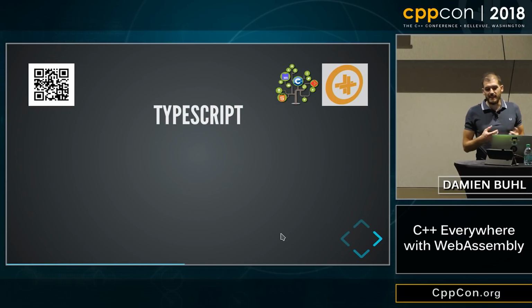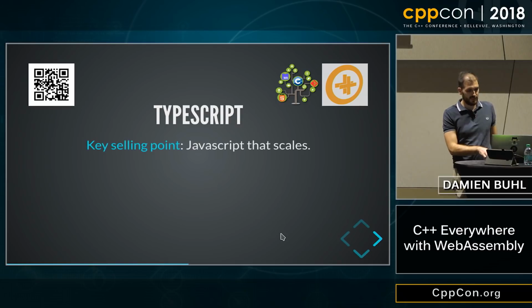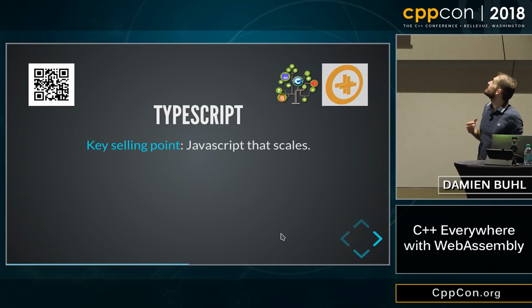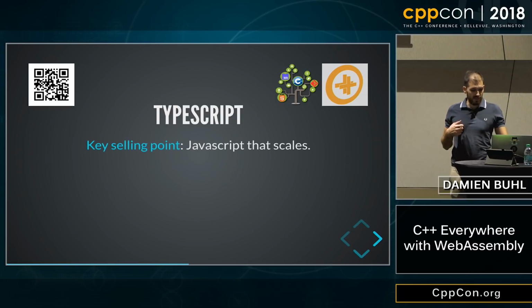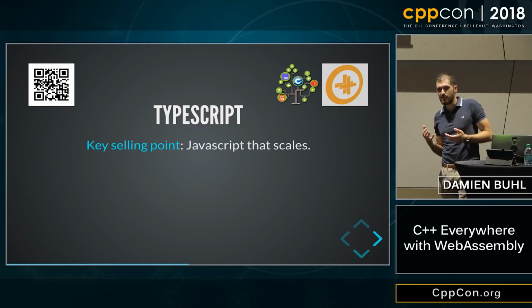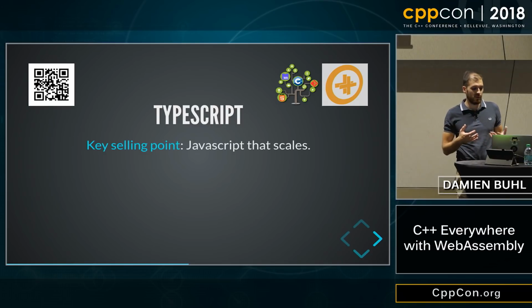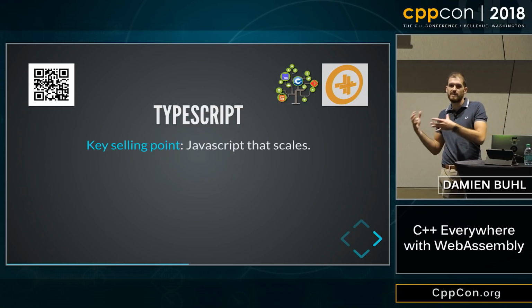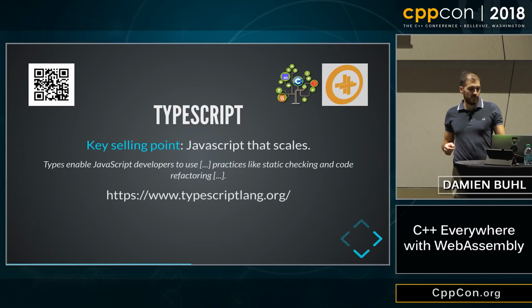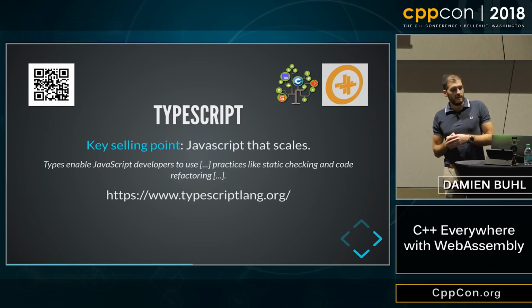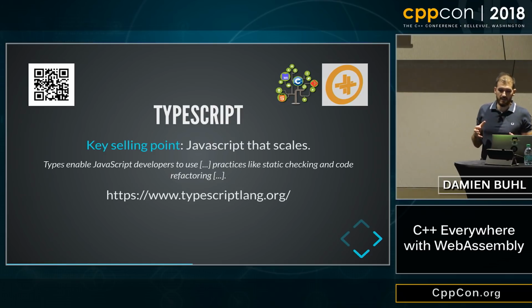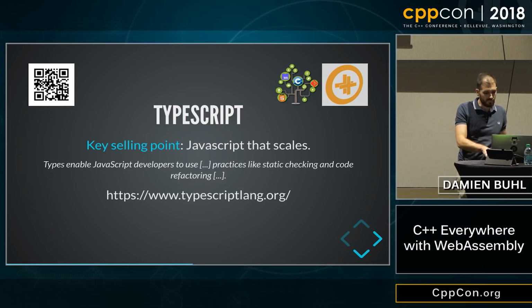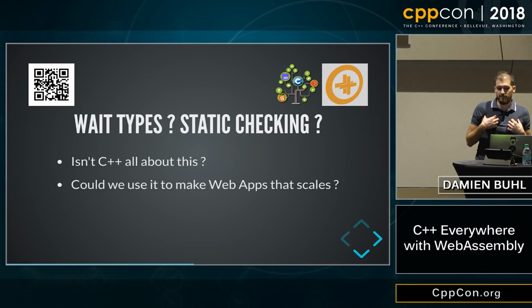But then there's been TypeScript. And TypeScript, for me, sounded pretty strange at first, because the key selling point is JavaScript that scales. It happens that people developed web applications in JavaScript, and they seem to have missed some of the structure that a language like C++ gives. So they made TypeScript, and the goal is enabling practices like static checking and code refactoring. And for me, it sounds like, why?